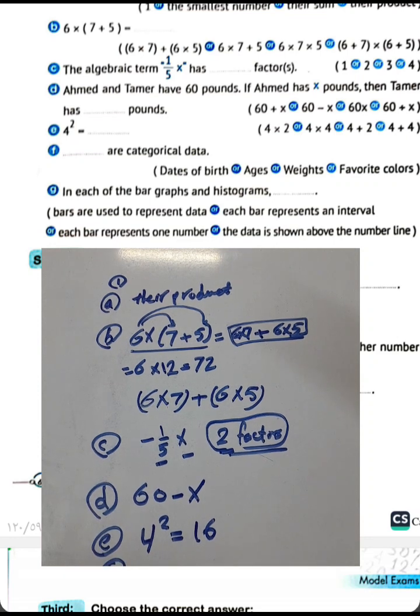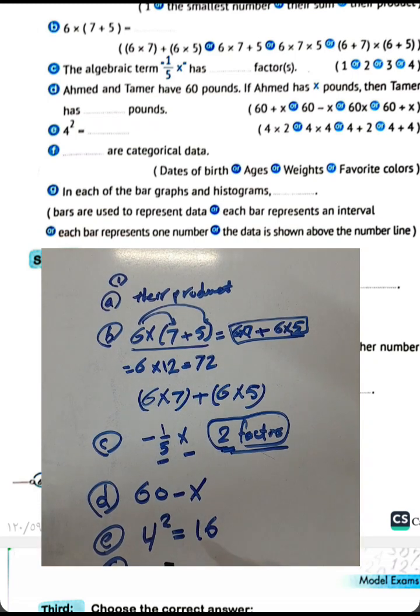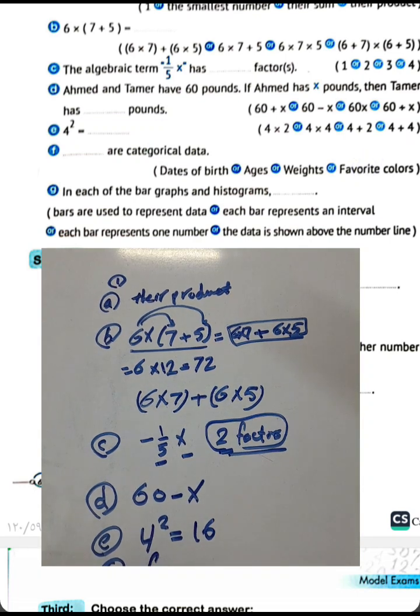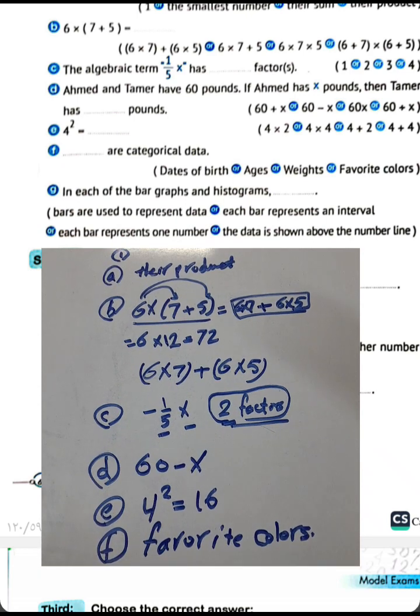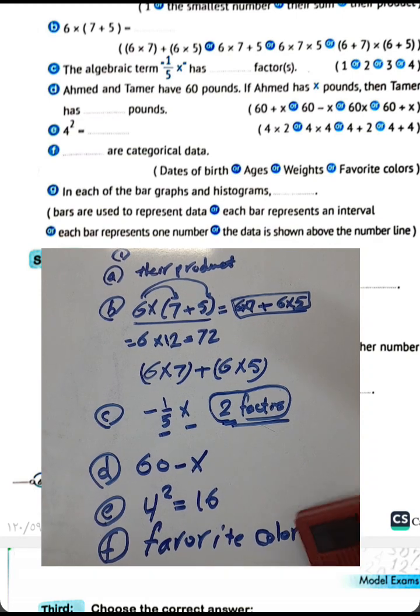Letter F. Space is categorical data. Who can tell me a categorical data example? It will be favorite colors. Favorite colors.